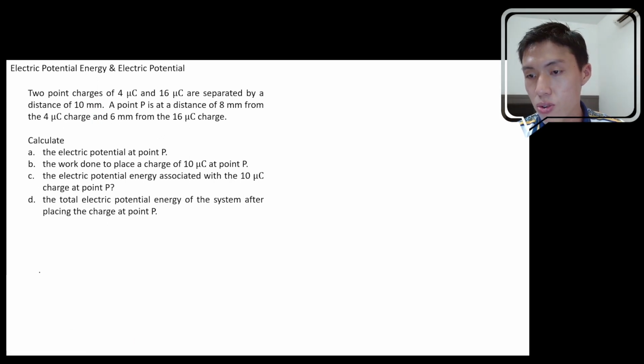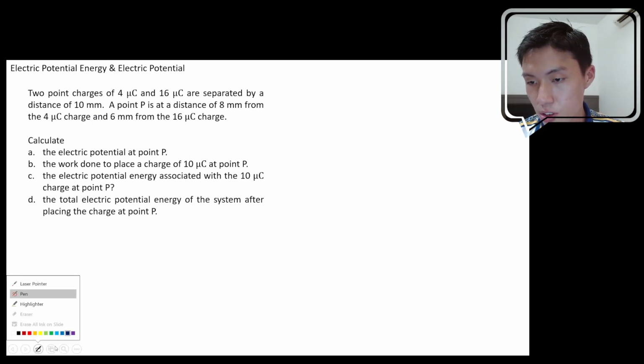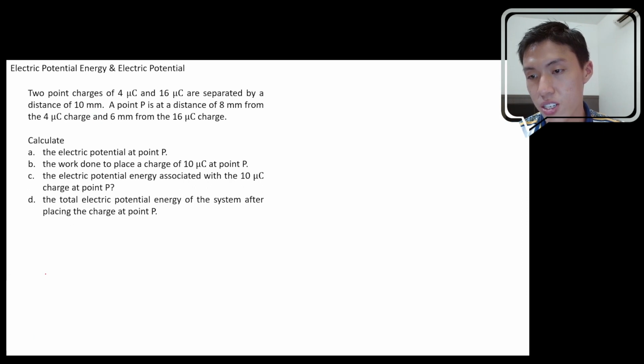Okay, so they are both positive, so I'll use red to represent positive charges. So one positive charge should be over here. I'll label it as Q1 maybe, just for easier label later when we do our substitution. Okay, then you have another charge which is 16 microcoulomb. Label as Q2. And they are separated by a distance of 10 millimeters.